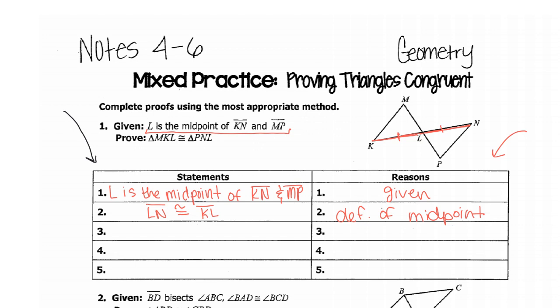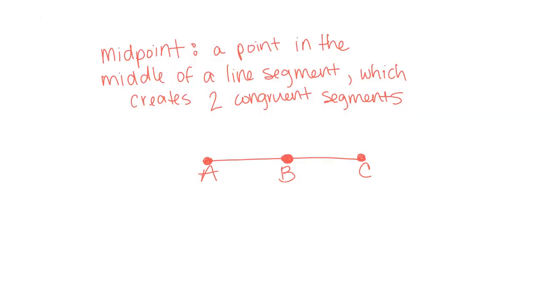Now the same is for MP. So the distance from M to L is going to be the same as from L to P, because L is right in the middle of that whole segment. So those two segments are congruent. And the reason is the same. It's because of definition of midpoint.